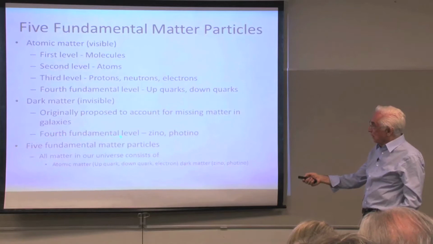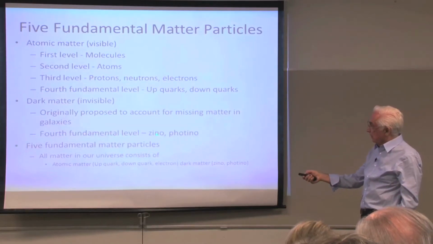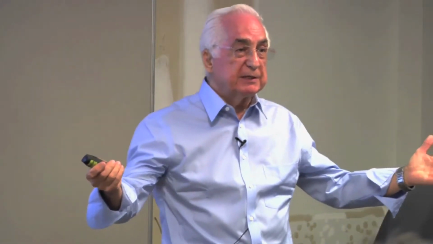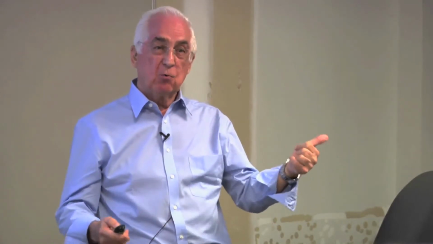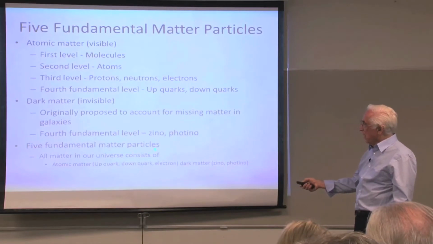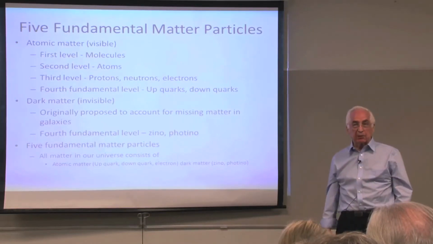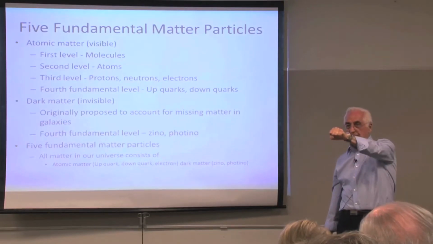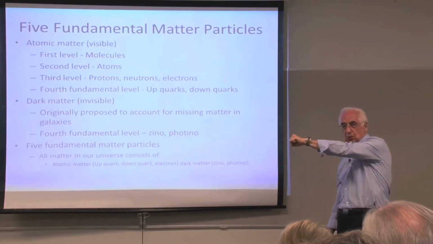At the fourth fundamental level, dark matter consists of the xeno and photino. No one has ever seen a xeno or photino. They're actively looking for them at the Large Hadron Collider in Geneva, but to date, no one has seen either a xeno or a photino. So there are 5 fundamental matter particles that make up all the matter in our universe: the up quark, the down quark, the electron, the xeno, and the photino.